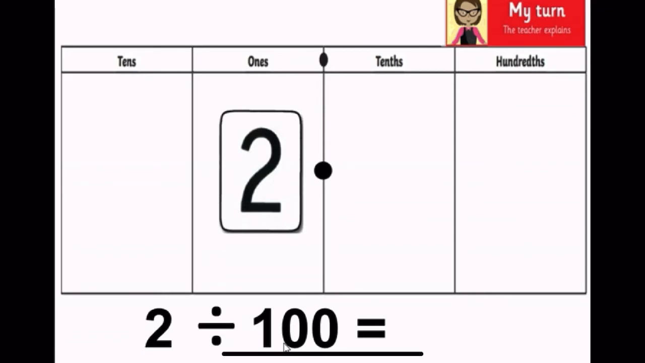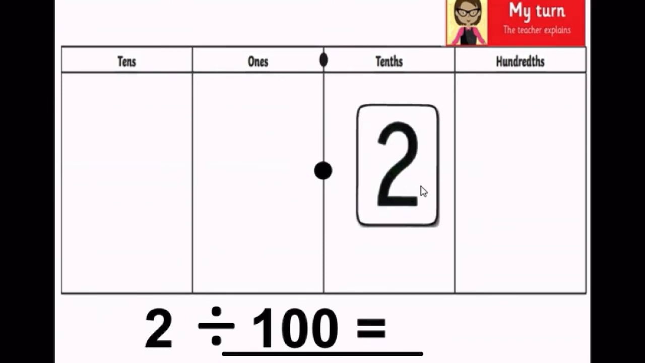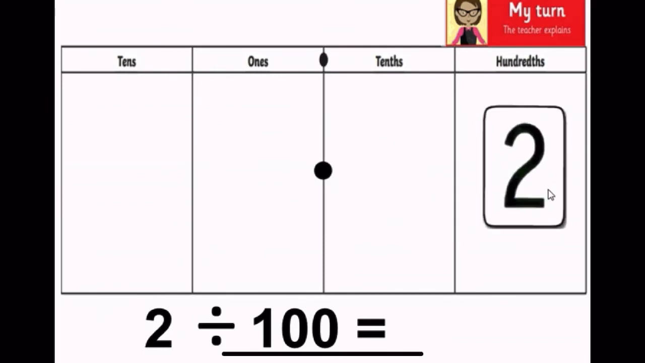So I'm going to use my cards and my place value grid to help me. Because we're thinking about 2 divided by 100, I've got 2 here. It's a 1-digit number. I've put it in the ones. And I want to move that now 2 places to the right. So I'm going to move it 1 place. That's dividing by 10. But I'm going to now move it a second time, so that it becomes 100 times smaller. So now my 2 is in the hundredths column.